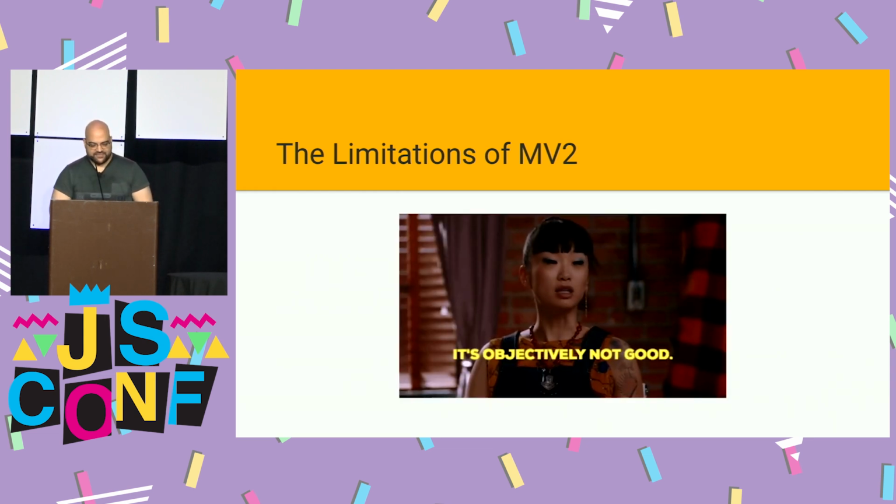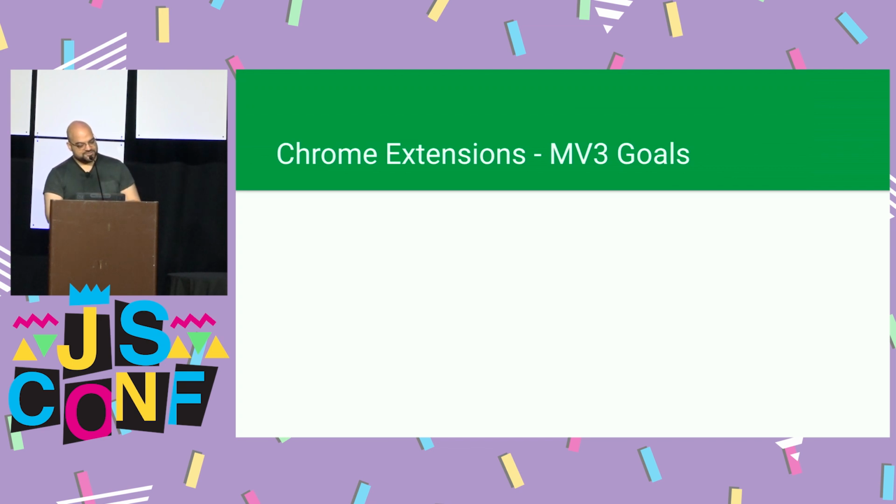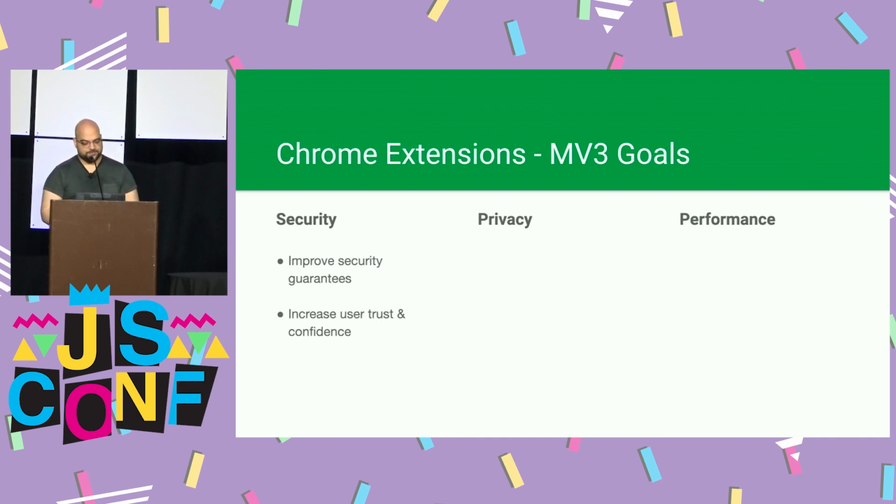So I think it's fair to say that we are not in a situation that we want to be, that the extension platform is more vulnerable kind of by design than it should be. And to that end, we're introducing Manifest v3, which will shift some of these base assumptions about how the platform works. So the broad strokes, the goals of Manifest v3 are to improve the security, privacy, and performance of the Chrome extensions platform.